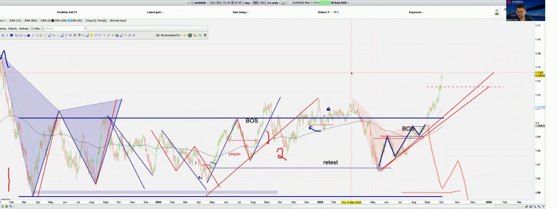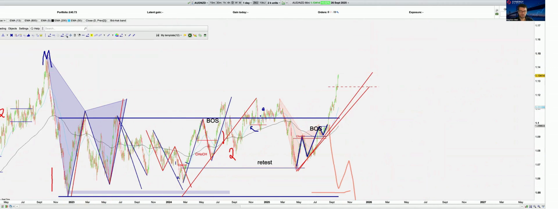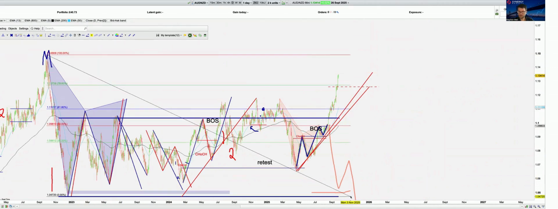113.75 would be a top here. That would also be a Monument Gartley pattern. We're already over the 78.6. So a lot going on here. Folks, I'm not trading that.